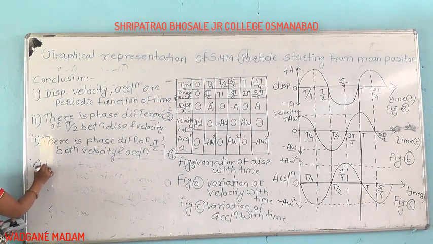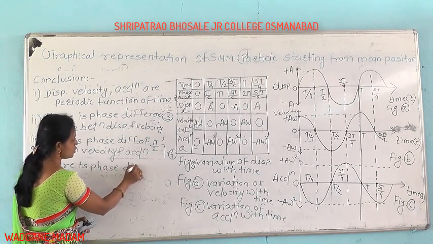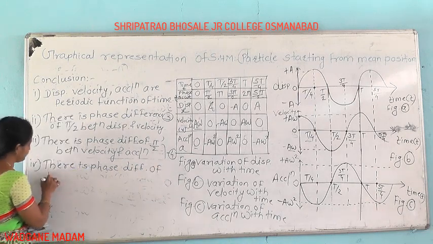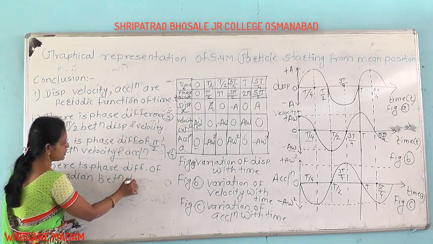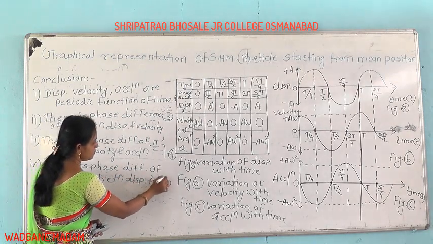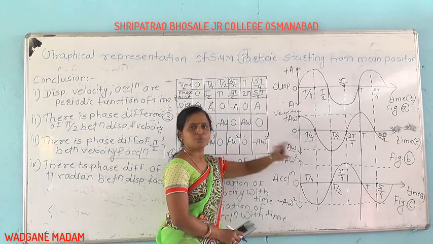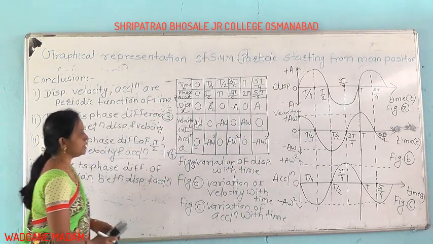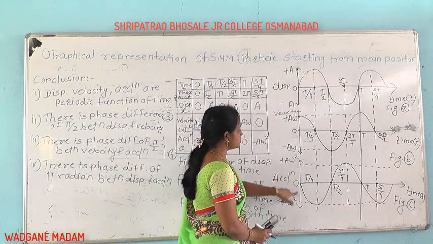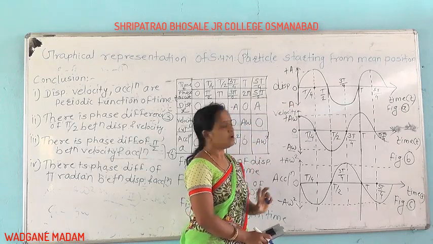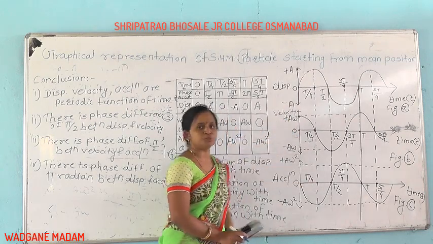And the fourth conclusion is there is a phase difference of pi radian between displacement and acceleration. Because it starts from the mean position, there is a difference of pi between displacement and acceleration. Also we can see that the displacement and acceleration time graphs are sine curves, and the velocity time curve is a cosine curve. One starts from the extreme position, the other starts from the mean position.